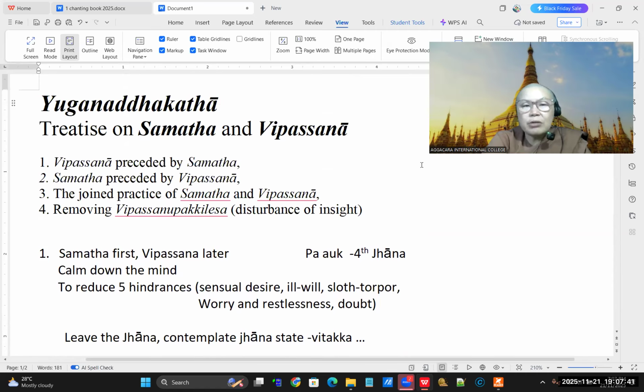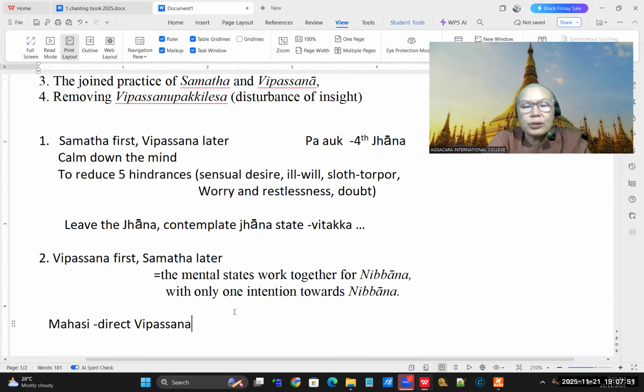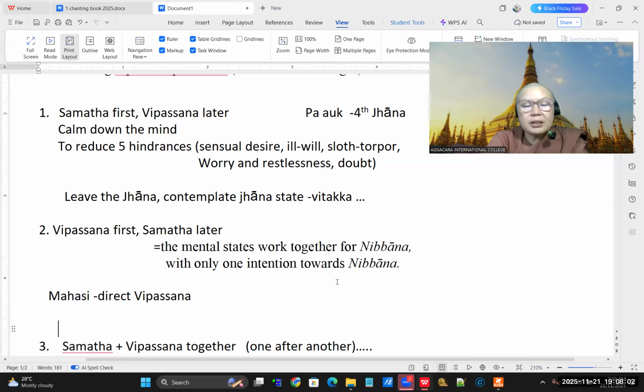All right, so up to this point, any question about this? These four methods: Samatha first, Vipassana later, like the Pa-Auk method; Vipassana first, Samatha later, with the Mahasi. Vipassana is when you contemplate everything as anicca, dukkha, anatta. Samatha means the mind intending toward Nibbana. Or another way to explain is that this Samatha refers to the moment of enlightenment, okay? Because when it is the enlightenment mind, we call it Magga and Phala. Magga and Phala take Nibbana as object. So at that time, the mind is focused 100% on Nibbana. So we can say it is Vipassana first, Samatha later.